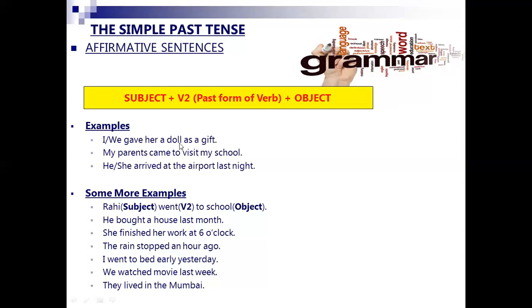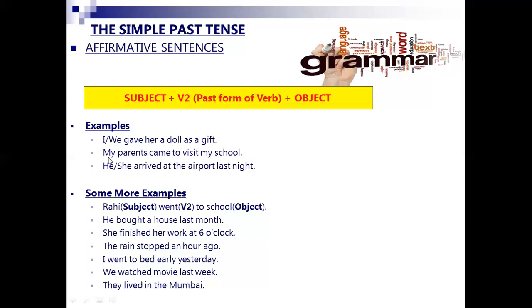We gave her a doll as a gift. Now this is subject plus gave, which is the past form of give, meaning V2. We use V2 here. Her doll as a gift comes under object. So subject plus V2 plus object. It follows the formula.